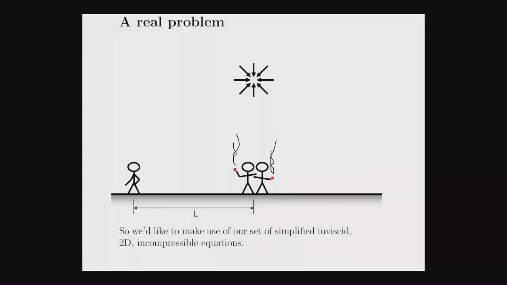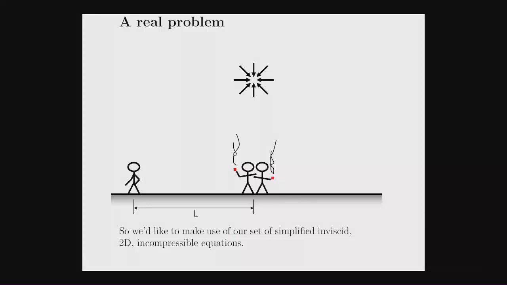All right. So last week I introduced to you this smoker's problem, where we have two guys here, Harold and Kumar, who are smoking, and there's a bystander some distance away from them, which I've defined as L. And above the smokers, there's an exhaust. We want to find out how far this bystander must stand so that he or she doesn't get killed by the secondhand smoke. Okay?